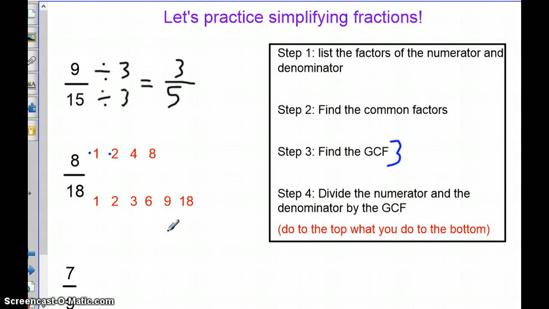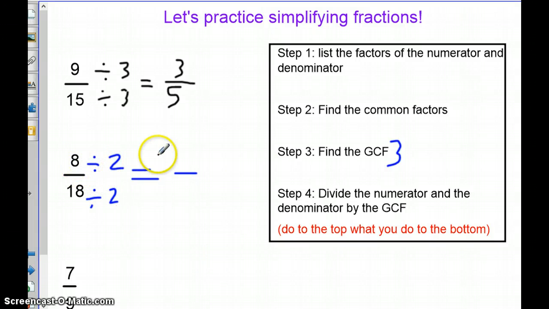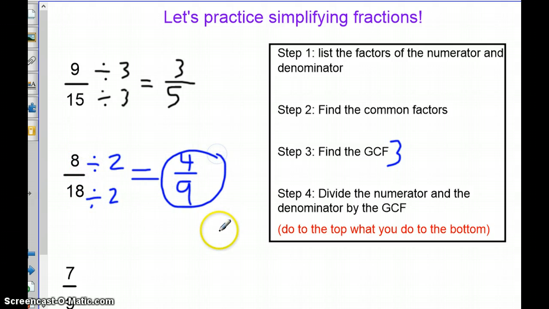and that's it. So the GCF in this case is going to be 2. Again, we have to do to the top what we do to the bottom. We're going to divide both by 2. Our numerator, 8 divided by 2, is 4. The denominator, 18 divided by 2, is 9. If we wanted to simplify 8/18, our simplified fraction is 4/9.